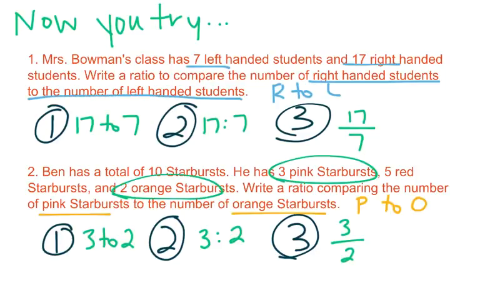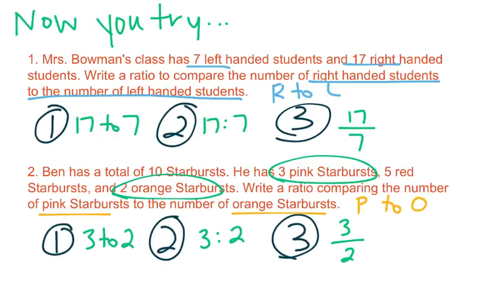You'll see that in the first one, they switch things up on you a little bit. You're writing these ratios as right-handed to left-handed. So 17 should come first, and then 7 should come second. In number 2, they actually gave you 3 different numbers, so you had to read very carefully what 2 numbers you were supposed to compare. You were supposed to compare pink starburst to orange starburst. So there are 3 pink and 2 orange starbursts. So your ratios would look like mine on the screen. So go ahead and check your answers.